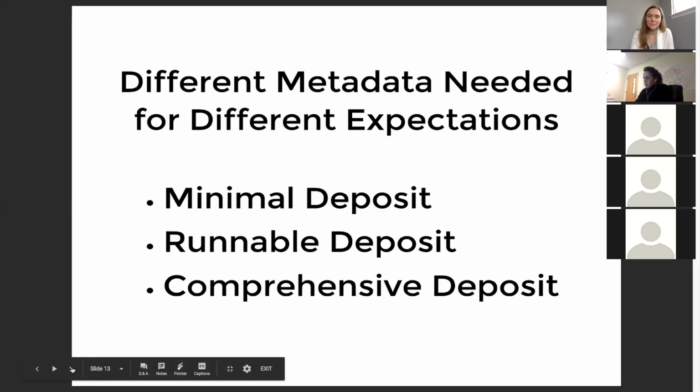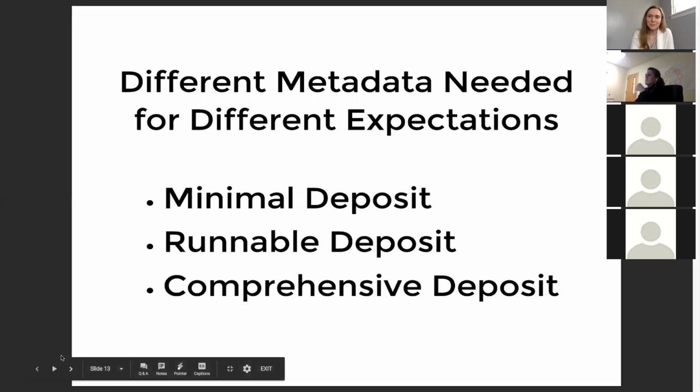So depending on what your depositor anticipates people to be able to do in the future with what they're giving you, they're going to have to provide to you different degrees of comprehensive metadata. There are standards that we point people towards in the primer, like CodeMeta and CSS, and lots of different specifications.